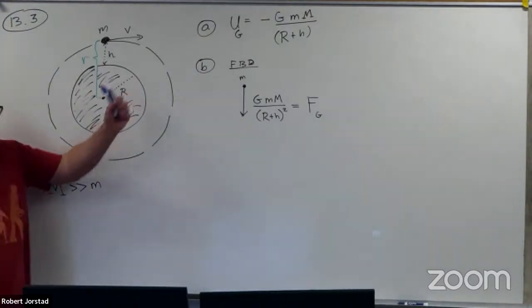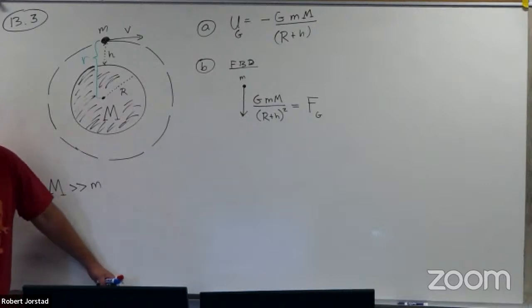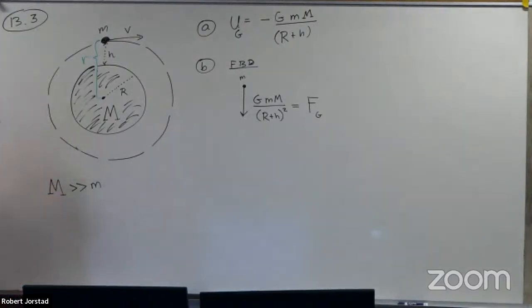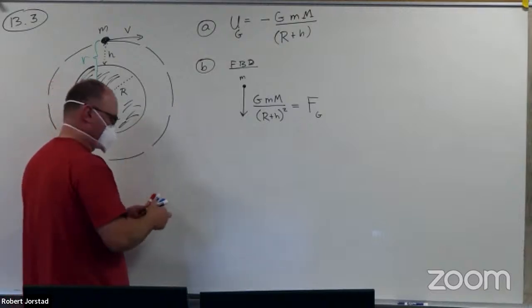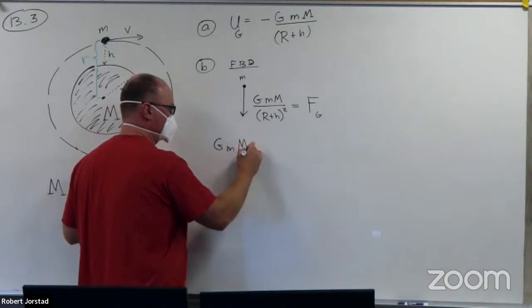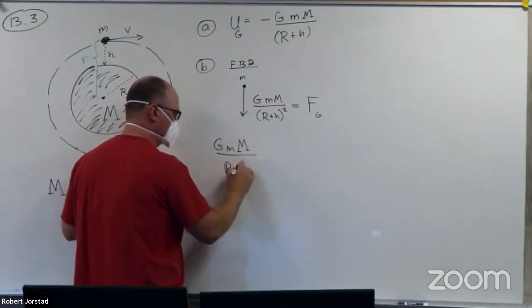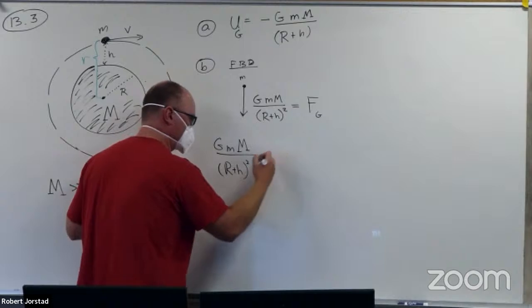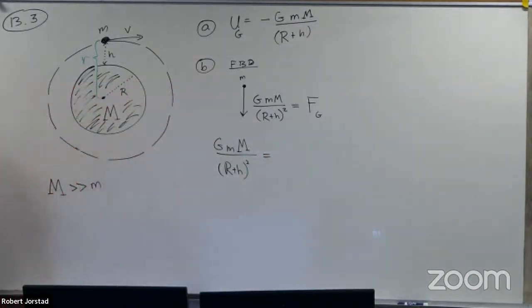What's the other force on this thing as it's orbiting? Nothing. I was trying to trick you. You didn't fall for it. If this thing's really in orbit, we'd hopefully be above the atmosphere enough that there's a negligible drag force. All right, anyways, let's do that. So what is this equal to then? G M m over R plus H, quantity squared, is equal to, that's the force.